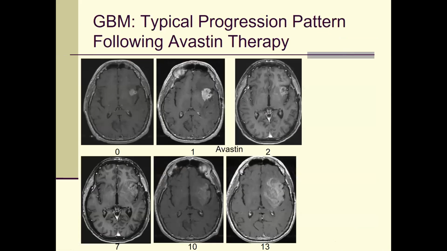So here's the typical progression pattern after the Avastin therapy. Avastin is a very potent treatment medication. So here is the enhancing tumor. You can see the bright area of lesion in the left insula. And this one is increasing in size. So we gave Avastin at this point. And after that, Avastin decreases the enhancement and decreases the size of the tumor. So it's working very effectively on this mass.